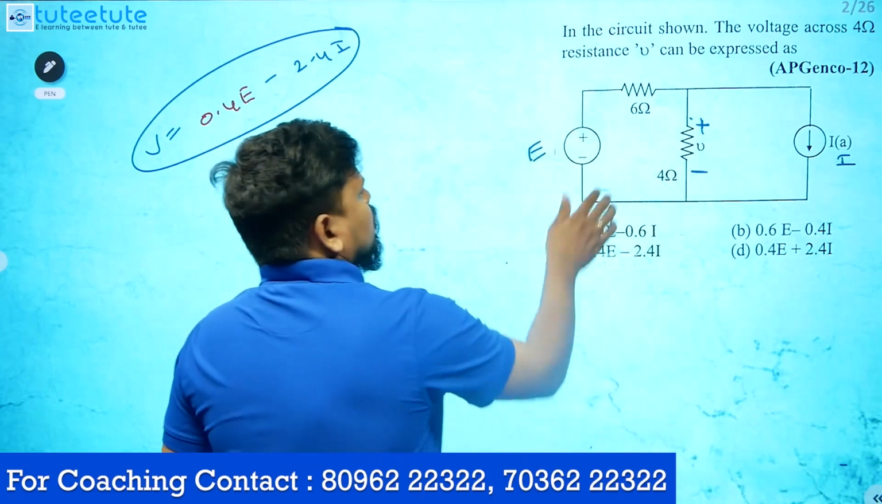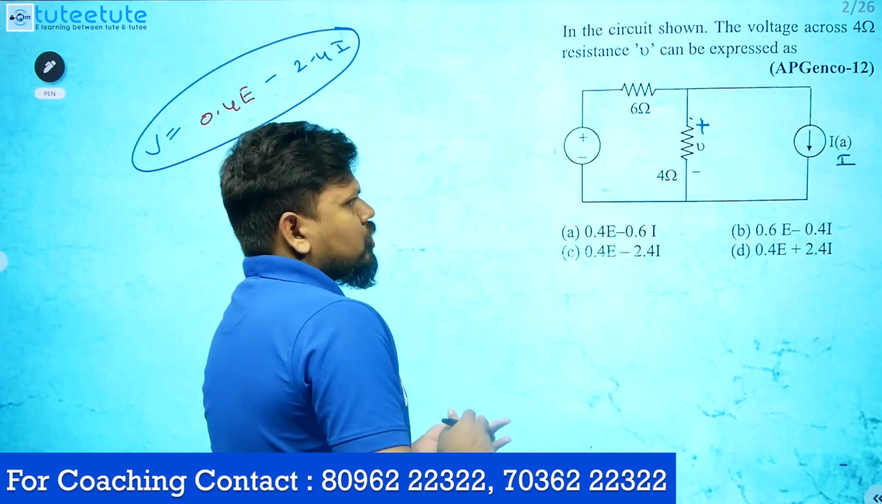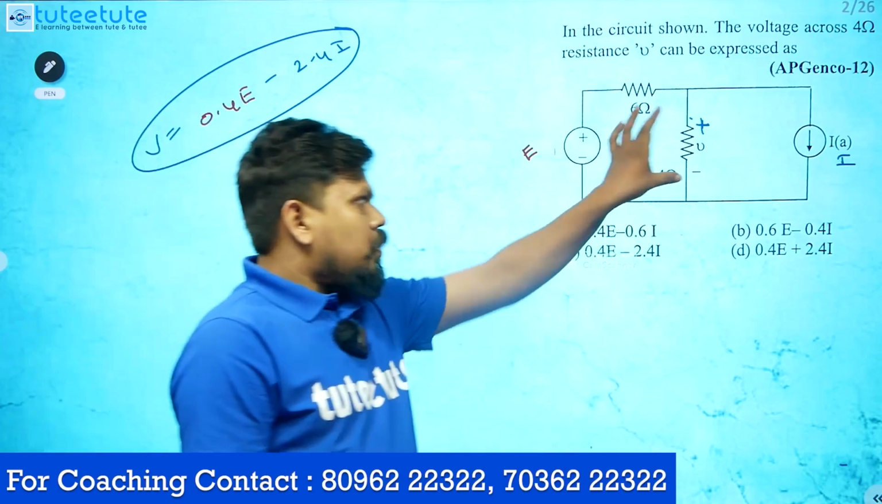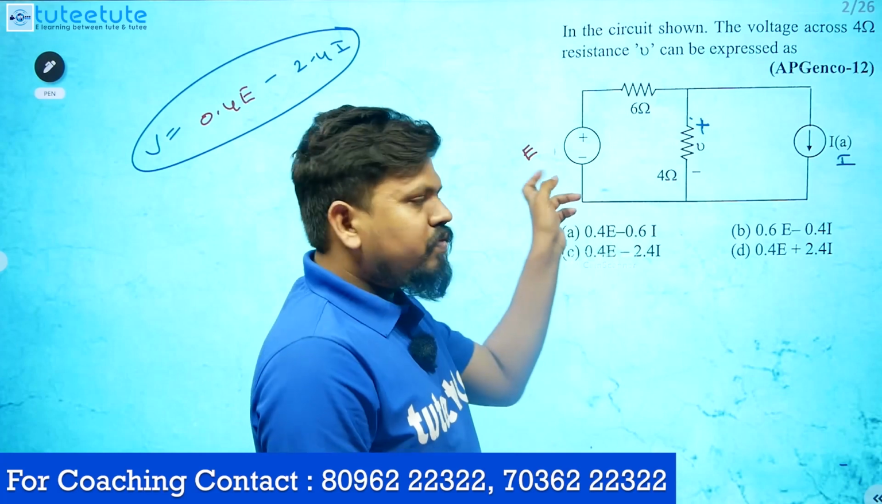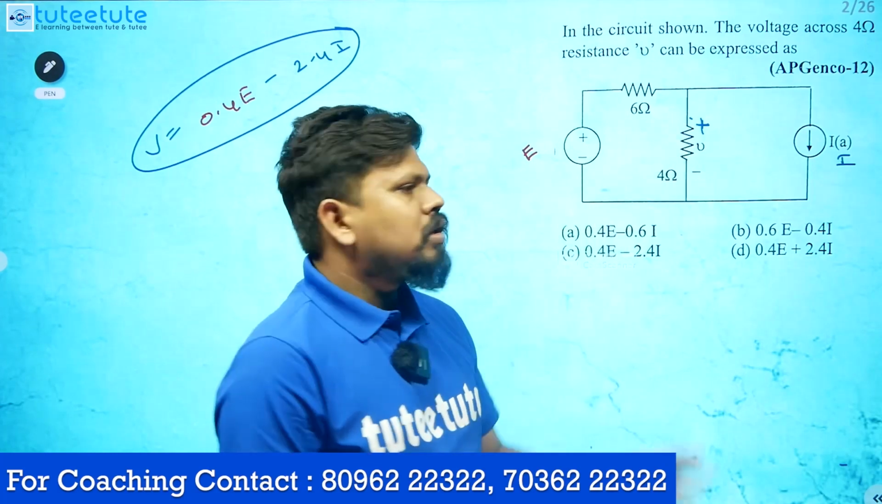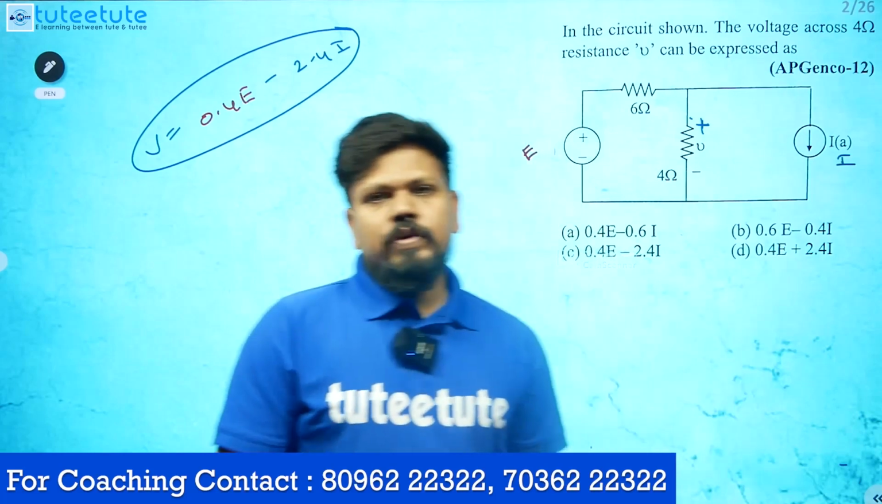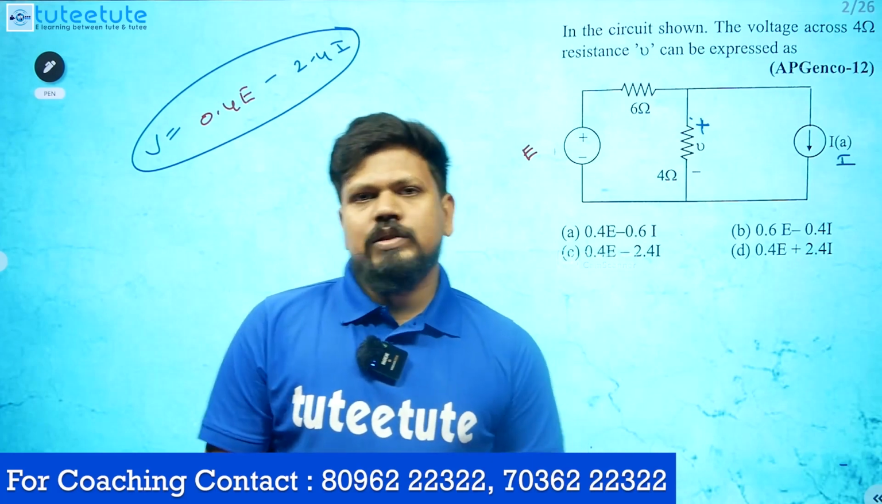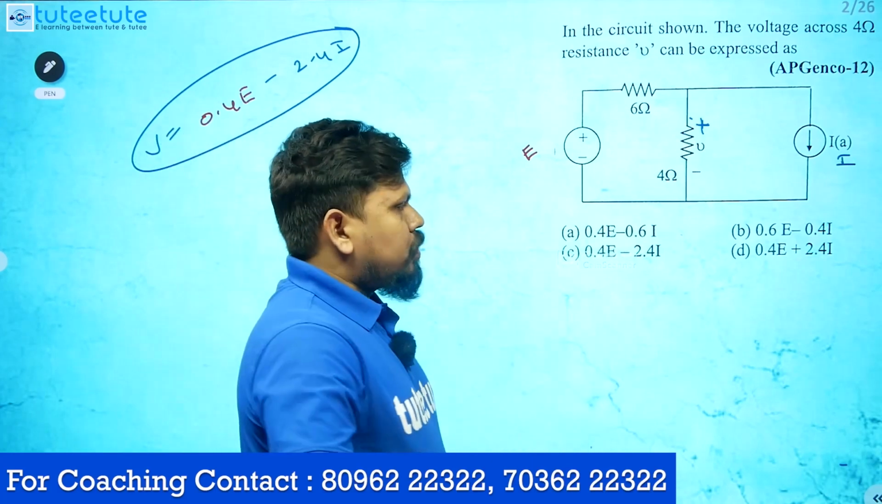So just see, what is the superposition theorem? We just understood it. The total response in some element is nothing but the sum of the individual responses. Because of each source, whatever response we got, the total response is nothing but the sum of the individual responses. That is the superposition theorem.